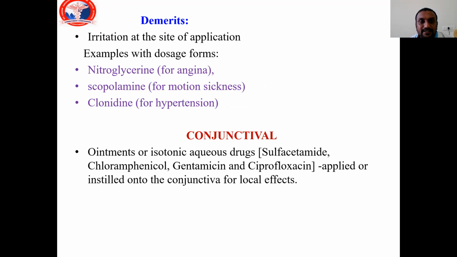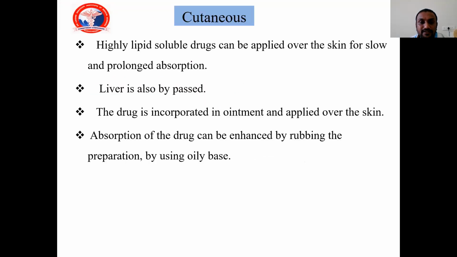Coming to the examples with this dosage form, nitroglycerin is used for angina, scopolamine for motion sickness, and clonidine for hypertension. In the conjunctival route, ointments or isotonic aqueous drugs such as sulfacetamide, chloramphenicol, gentamicin, and ciprofloxacin are applied or instilled onto the conjunctiva for local effects.